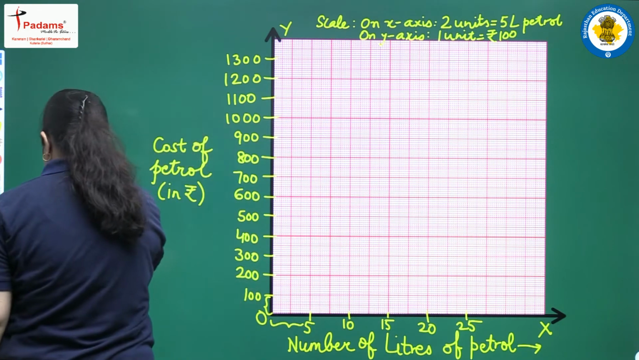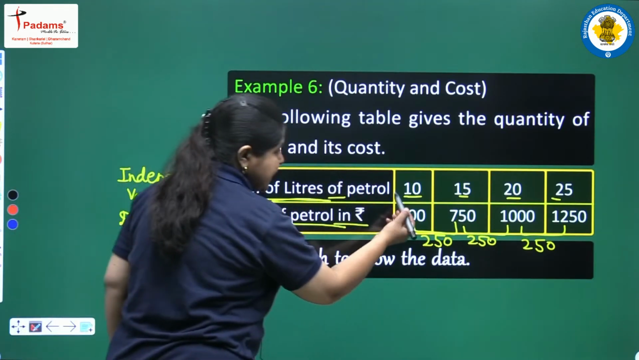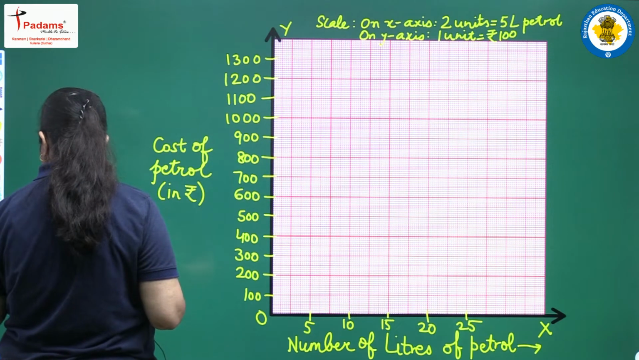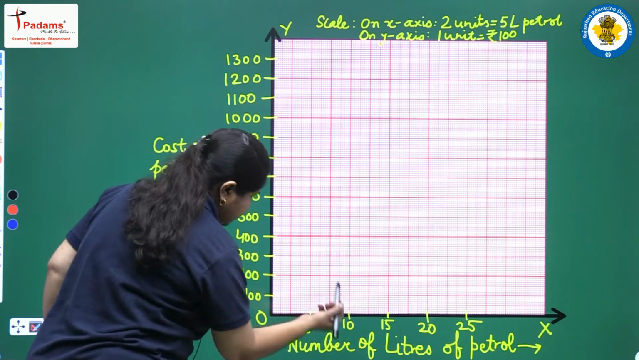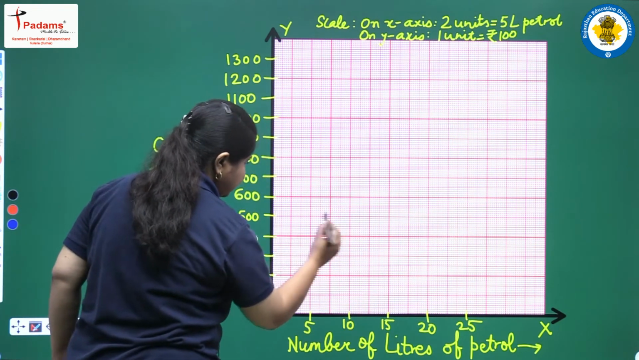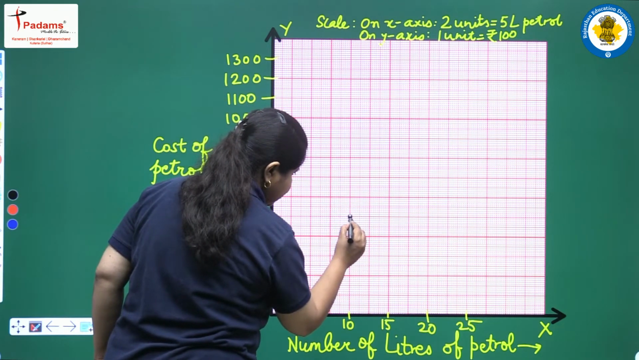Now we will be marking the points here. What are the points? 10 and 500. ये mark करेंगे. Let us move here. 10 here and 500 here. यहाँ से 10 से आप perpendicularly ऊपर चलिए और 500 से right side की तरफ चलेंगे. We will get the point here. This is the first point.